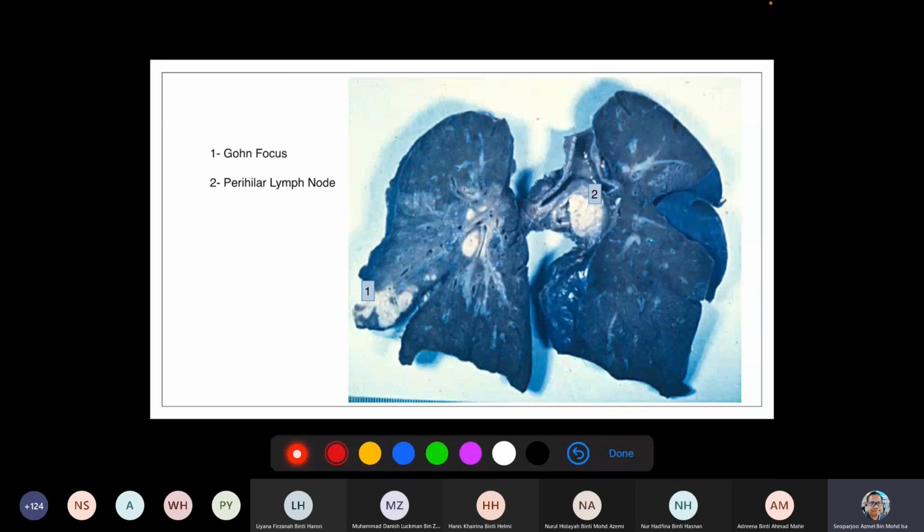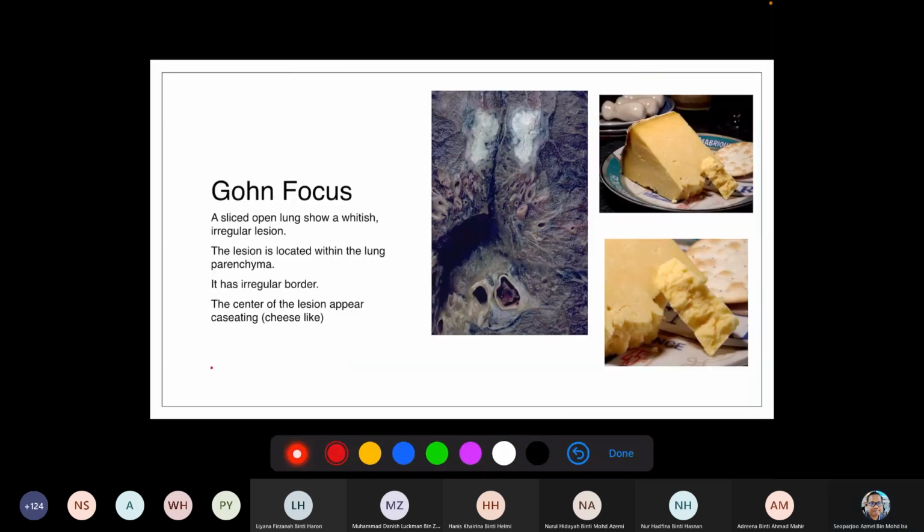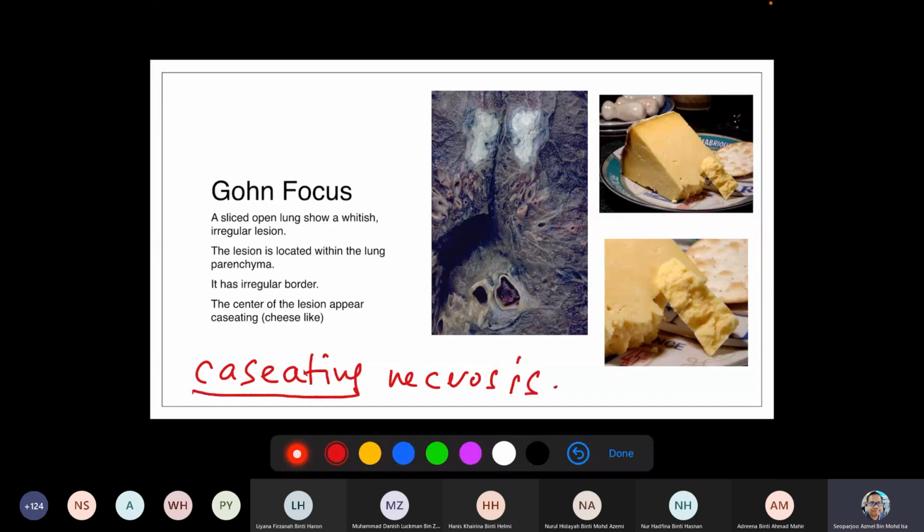Why do we sometimes call it caseating necrosis? Because it is cheese-like. It does not resemble the stringy kind of cheese in pizza, but more the crumbly type of cheese. So this is how a caseating lesion looks.